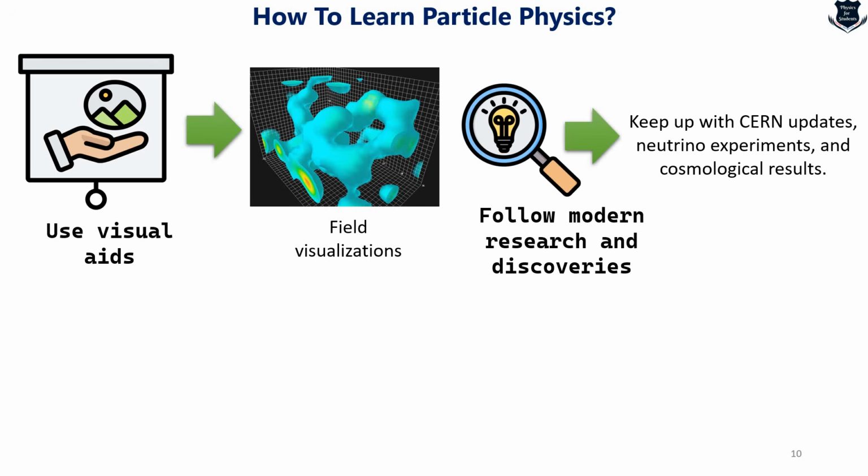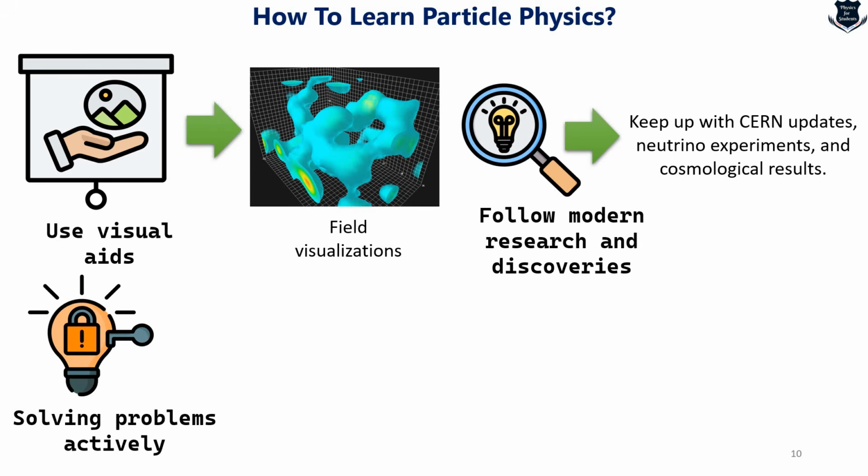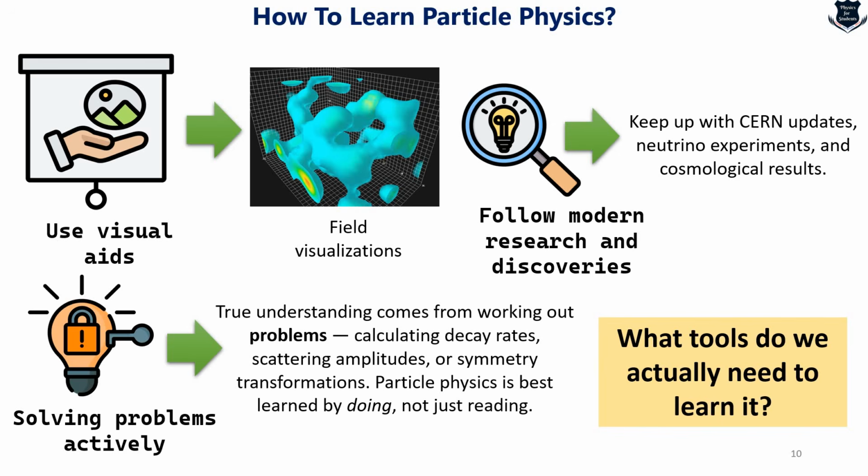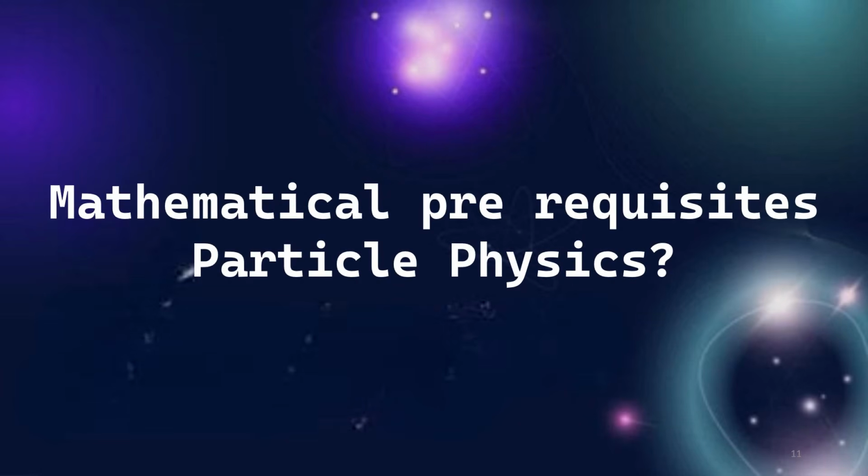Also, there is the point of solving problems continuously, because until you work out problems, for example calculating decay rates, scattering amplitudes, or symmetry transformations, you cannot truly understand those things. Hence, particle physics is best understood by learning and doing, not just by reading. All these things lead to the next question: what tools do we actually need to learn it? For that, we come to the next part of our video, where I will be discussing the mathematical prerequisites required for particle physics.